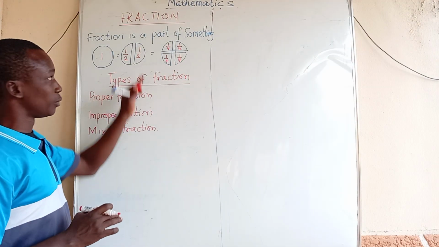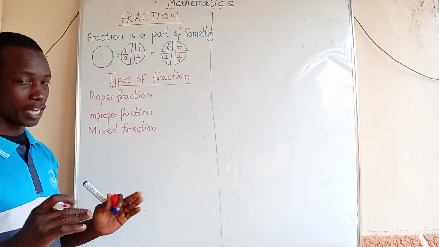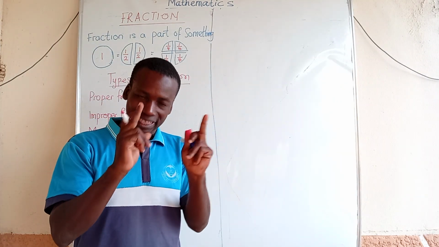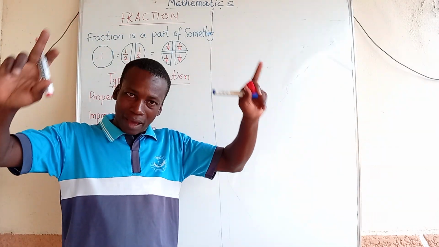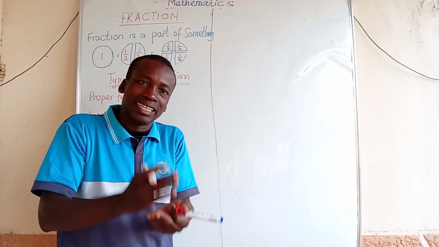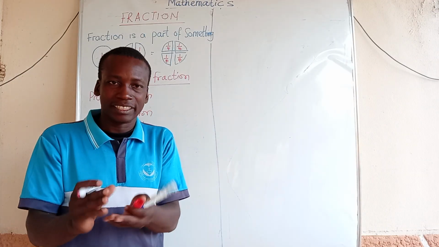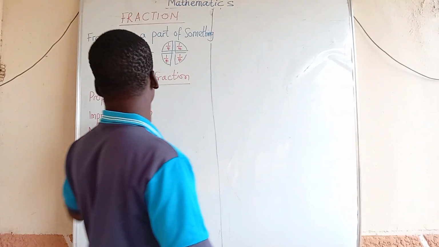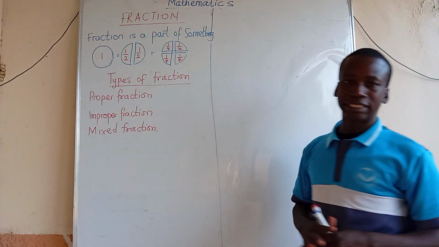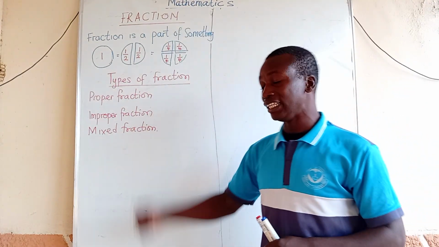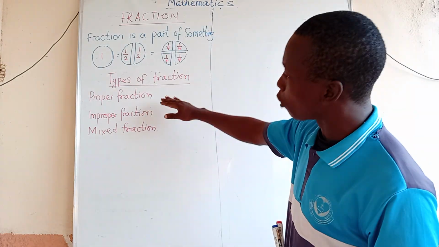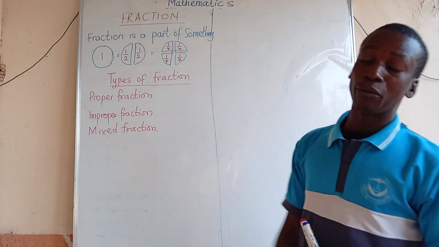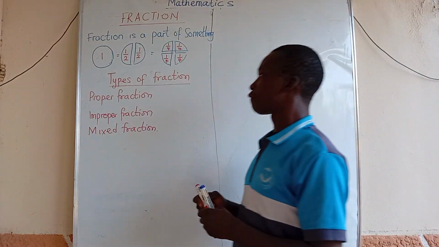So I hope now you understand the meaning of fraction. That means fraction is a part of a whole thing. After that thing has been divided, then you pick a part. That is what we mean by fraction. And we have different types of fractions, especially 3. We have the proper fractions, the improper fractions, and the mixed fractions.